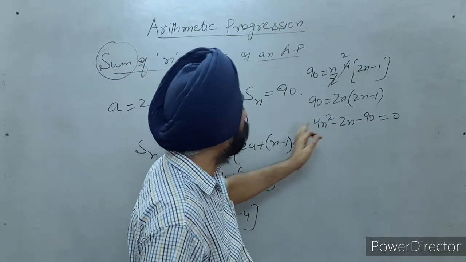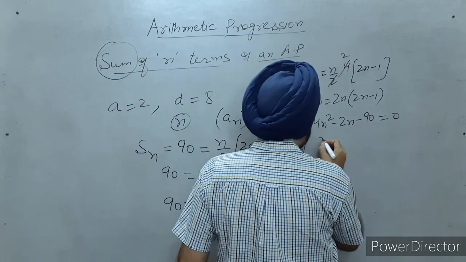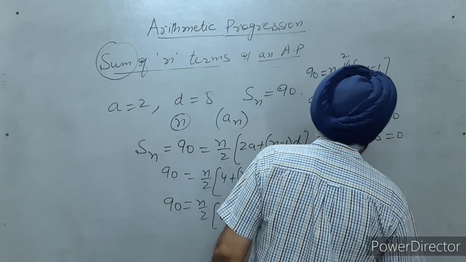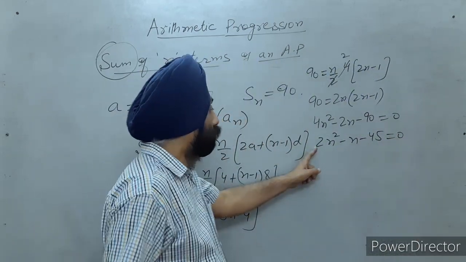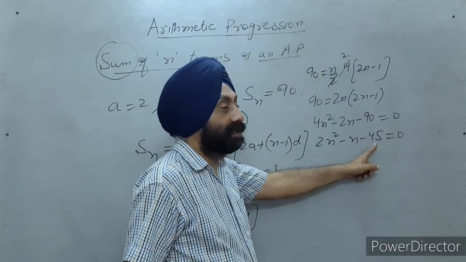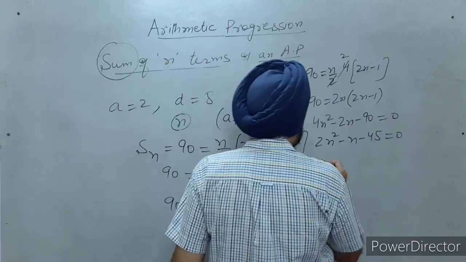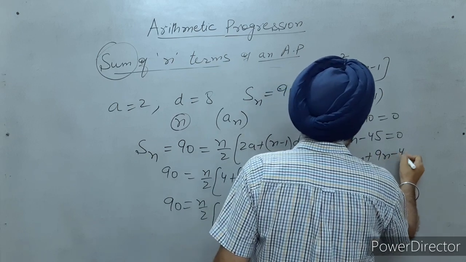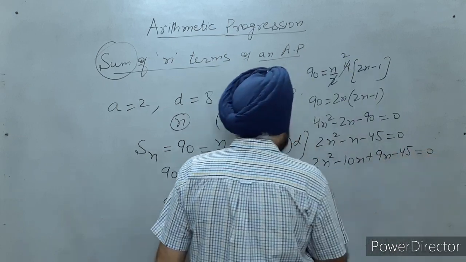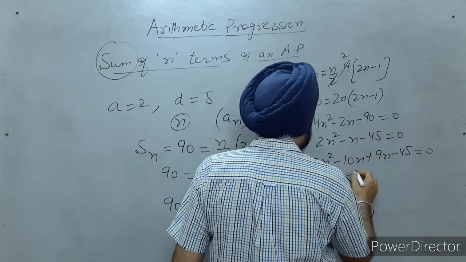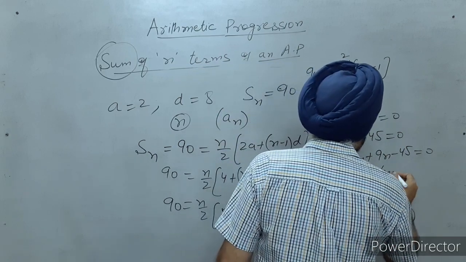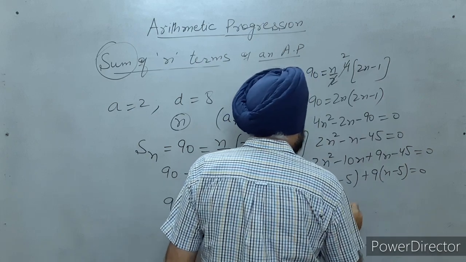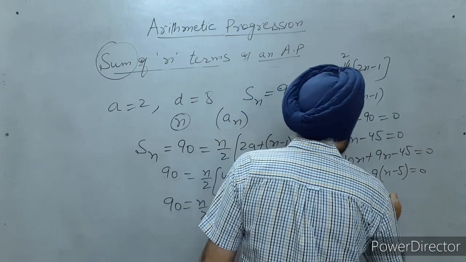I can take 2 common from here. It will be much easier than 2n square. So 2n square minus n minus 45 equals 0. Okay? 2 into minus 45 is minus 90. Very simple. Split the middle term: minus 10n plus 9n minus 45 equals 0. 2n (n minus 5) plus 9 (n minus 5) equals 0. I get (2n plus 9) (n minus 5).